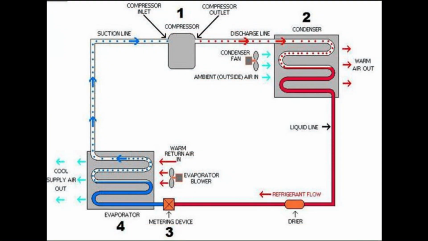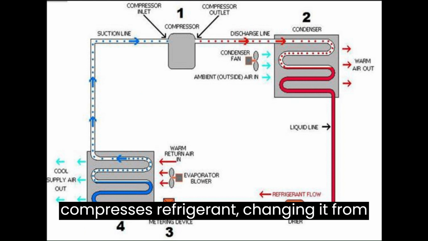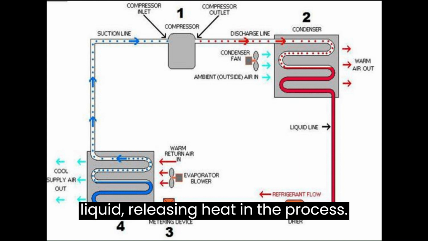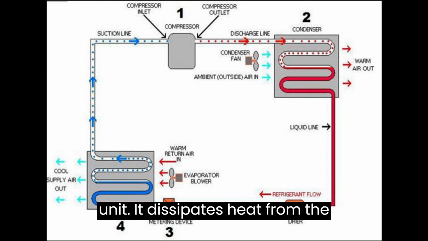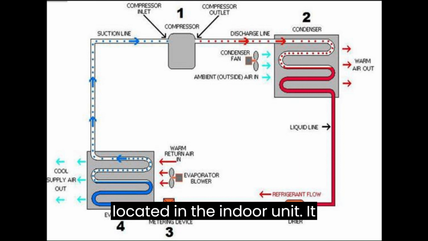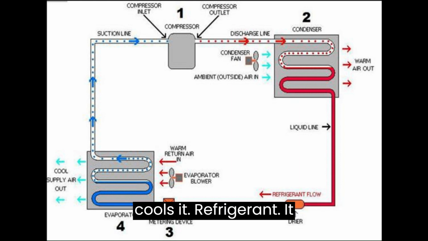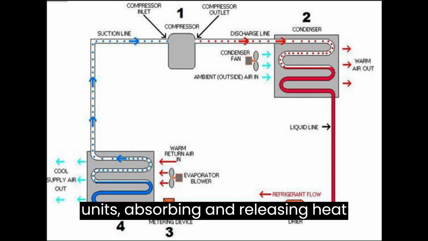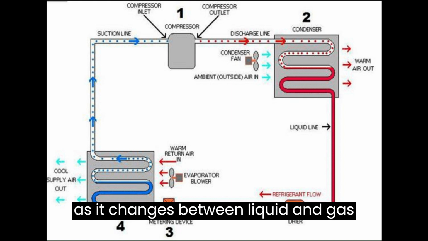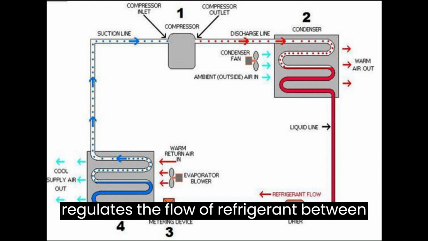Air conditioning systems control indoor temperature and humidity levels. Compressor: this circulates and compresses refrigerant, changing it from a low-pressure gas to a high-pressure liquid, releasing heat in the process. Condenser coil, located in the outdoor unit, dissipates heat from the refrigerant. Evaporator coil, located in the indoor unit, absorbs heat from indoor air and cools it. Refrigerant cycles between the indoor and outdoor units, absorbing and releasing heat as it changes between liquid and gas states. Expansion valve regulates the flow of refrigerant between the high pressure and low pressure sides of the system.